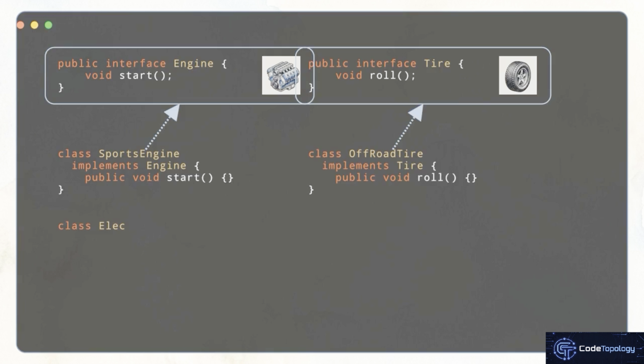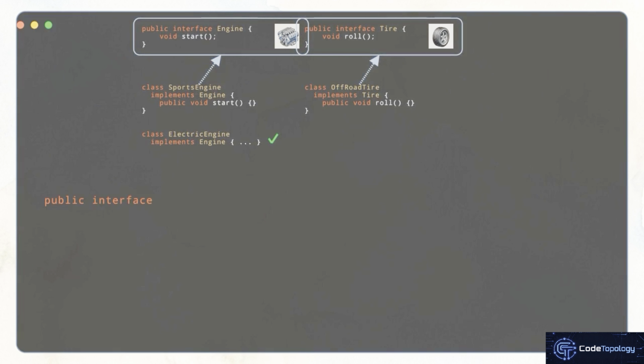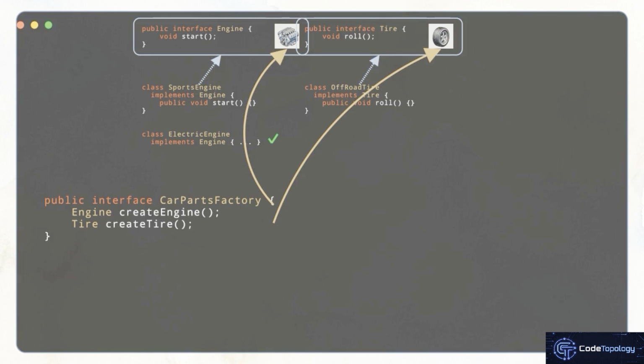Step 2. The concrete products. We implement a sports engine and an off-road tire. These are the interchangeable implementations. Because they honor the abstract contract, you can add an entirely new family of electric car parts here later without editing the calling code.